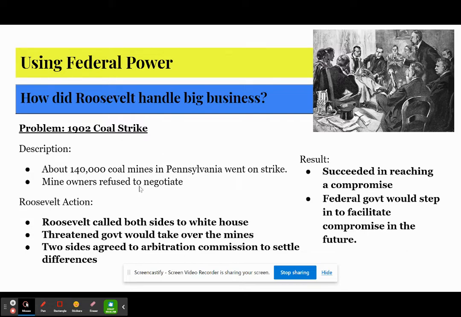But his action that he took, so the steps he took to solve the problem, was that he called both sides to the White House, and he threatened that the government would take over the mines if the owners did not try to negotiate or settle with the miners. So the two sides agreed to arbitration, and that's when a third party comes in, listens to both sides, and makes the decision to settle the differences. And the result was that they had succeeded in reaching a compromise, and the federal government would now step in to facilitate compromise in the future.